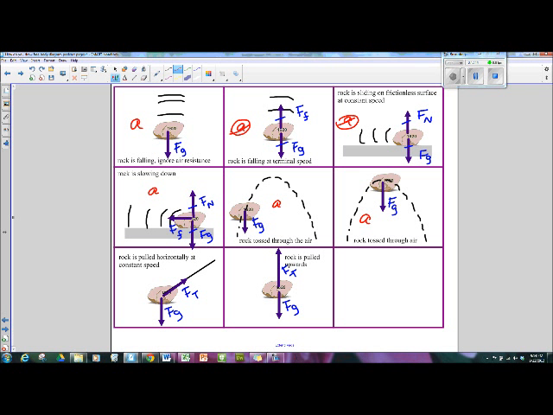Tossed through the air. Being pulled horizontally at constant speed. So part of this force is counteracting gravity. The other part is pulling it this way. So those forces are unbalanced. So that would cause an acceleration to the right. And rock is pulled upward. So this force is longer than this one, so that will be an acceleration.